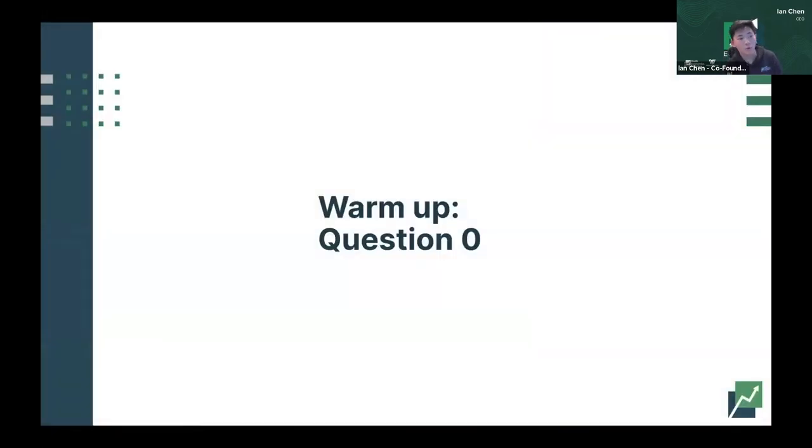We'll now be starting our warm-up question. Remember that this question does not count for any points. Warm-up question. Order these market structures in order of least competitive to most competitive.